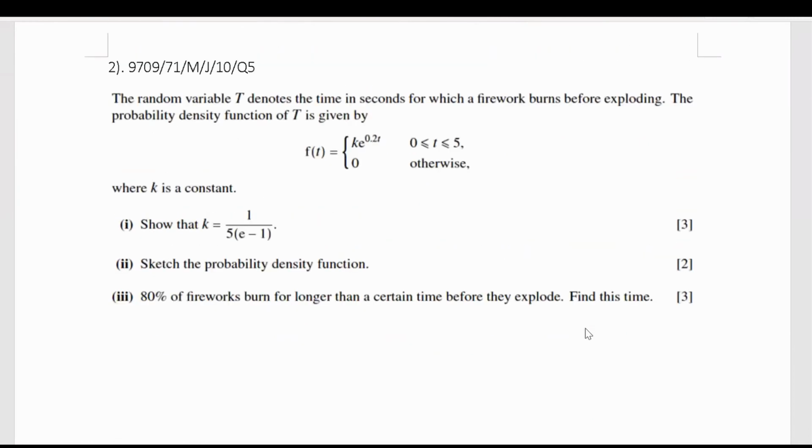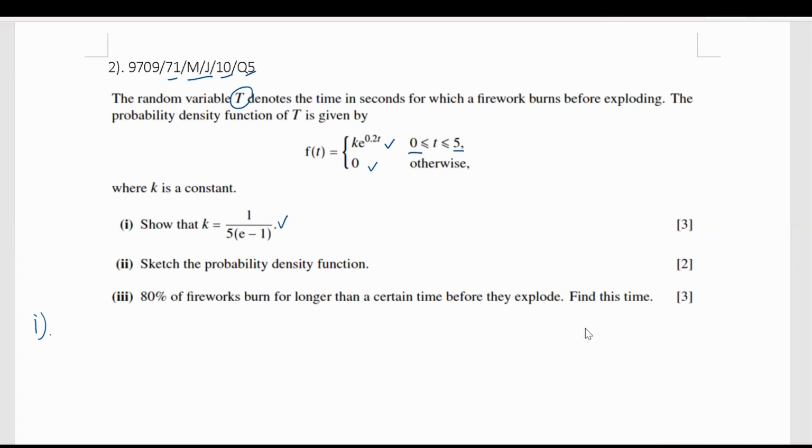Okay, so let's see this past question from May, June 2010, variant 7.1, question 5. You have a random variable, capital T, the time in seconds for which a firework burns before exploding. The probability density function of T is given by an exponential function here, and it's only defined between 0 and 5. Otherwise it is 0. Okay, so we are going to show that the k value equals this.